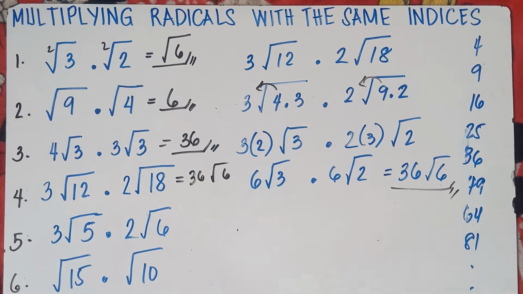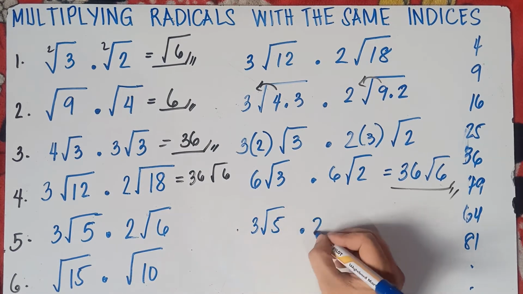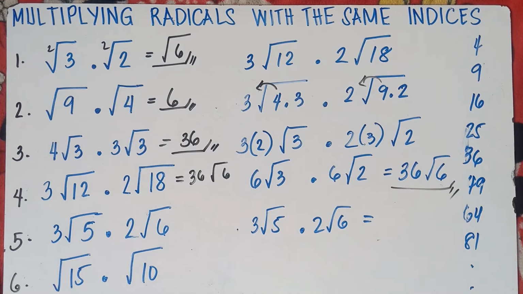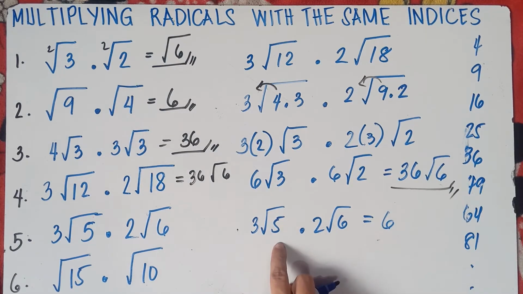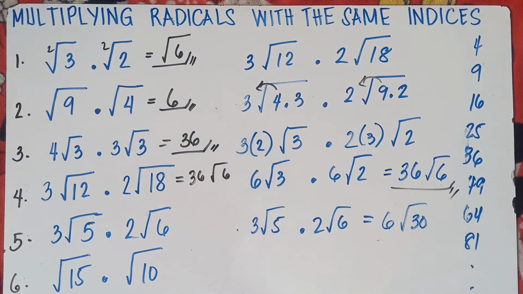Alright, let's try number 5. 3 square root of 5 times 2 square root of 6. Can we simplify the square root of 5 and the square root of 6? Nope. We cannot simplify either of them. So just multiply 3 times 2, that is 6. The square root of 5 times the square root of 6 would be the square root of 30. Once again, multiply the numbers outside the radical symbol: 3 times 2 is 6. The square root of 5 times the square root of 6 would be the square root of 30.